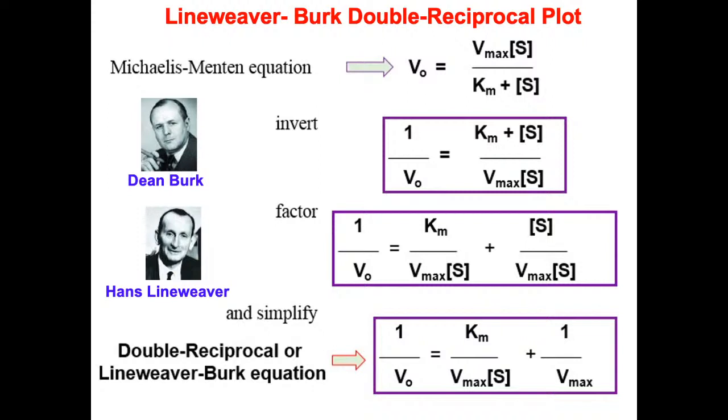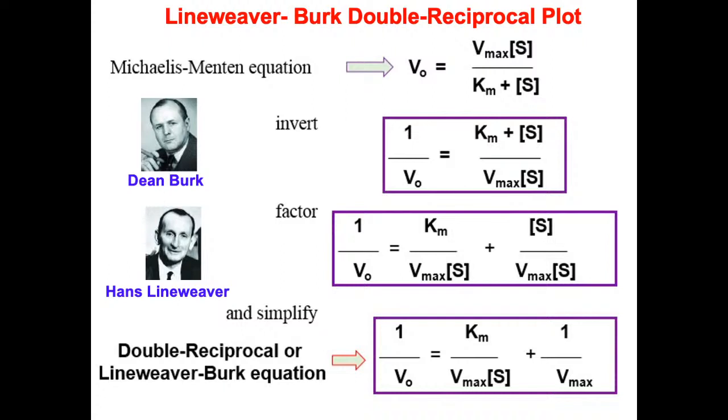Then comes the Lineweaver-Burk double reciprocal plot. They took the reciprocal of the Michaelis-Menten equation in order to identify the parameters on a graph. So V naught is equal to Vmax multiplied by substrate divided by Km plus S.